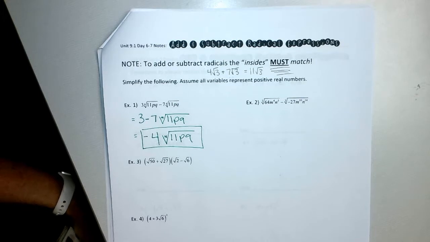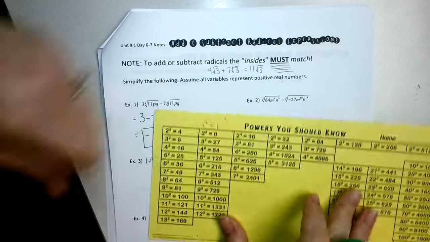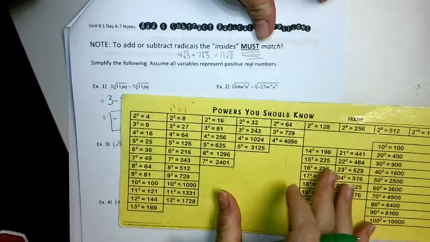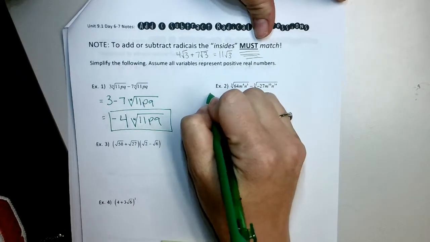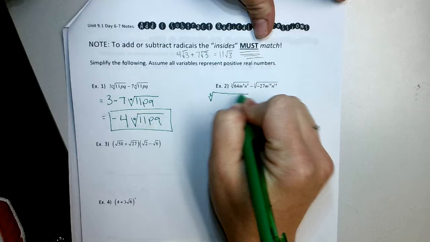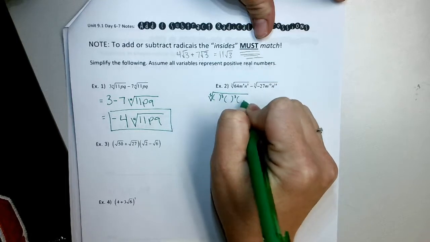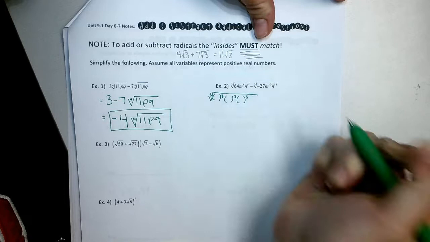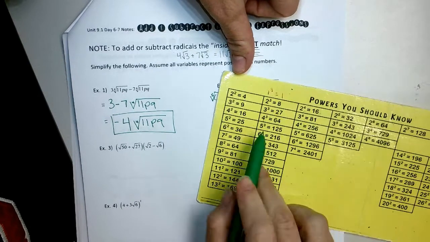Okay. Now on number 2, do they already match? No. Okay, but they can simplify. 64 is a perfect cube, and we're looking for the cube root. So remember, I like to see us make something cubed, something cubed, something cubed. So I know I have cube root. So I need something cubed, something cubed, something cubed. Okay, well, what cubed gives me 64? 4 cubed.